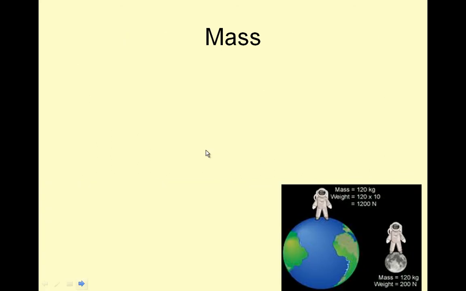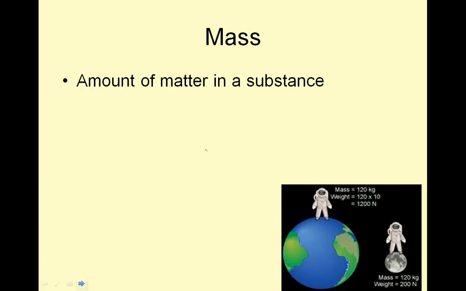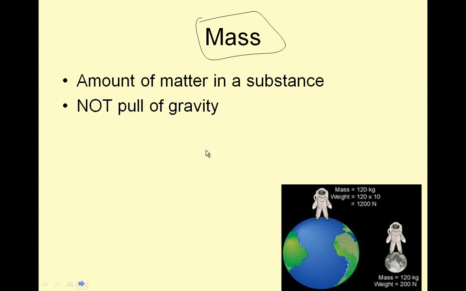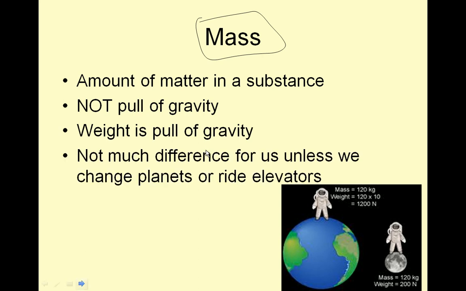Mass. Mass is the amount of matter in a substance. Hey, that's just a little happy definition there. It's not the pull of gravity, so it's different. Weight is the pull of gravity. Not much difference for us unless we change planets or ride on elevators. So no, mass is the amount of matter, amount of stuff in there. So the only way it changes is if you change planets.